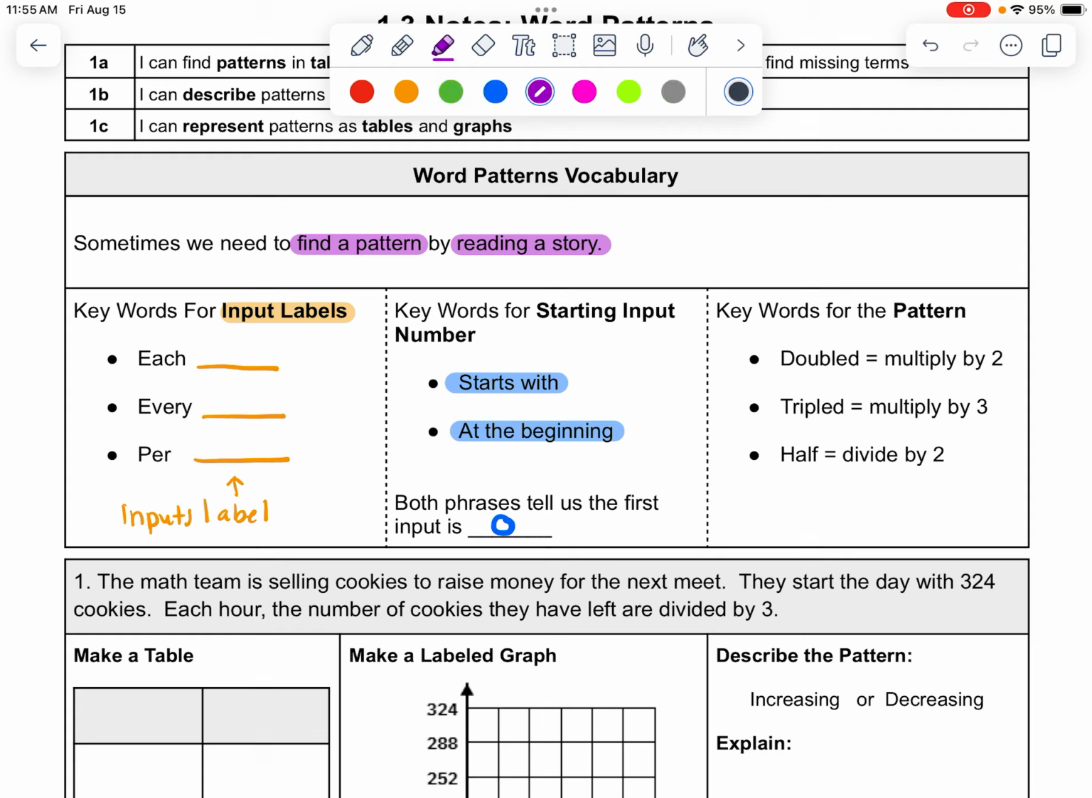A pattern is how the amount is changing by. The first keyword is doubled, which means multiply by 2. The next one is tripled, which means multiply by 3. And the last one is half, which means divide by 2. So after you have a starting number and a pattern, you're going to have to find all the other numbers. So it's really important to get the pattern right.